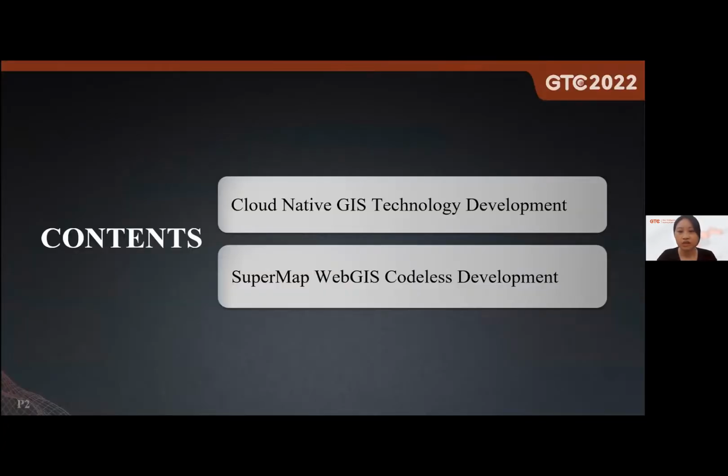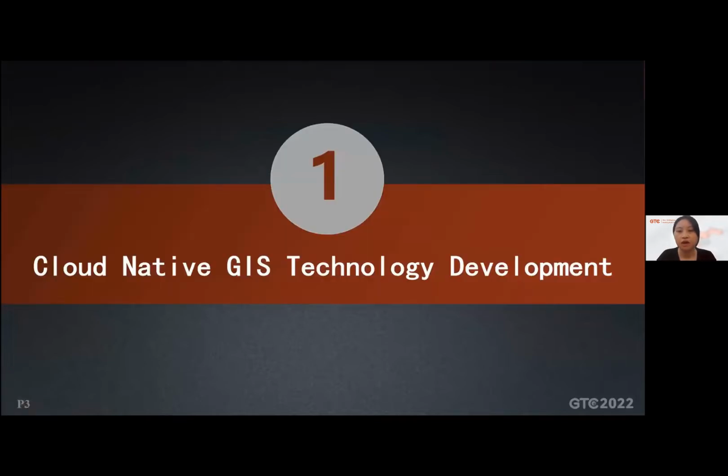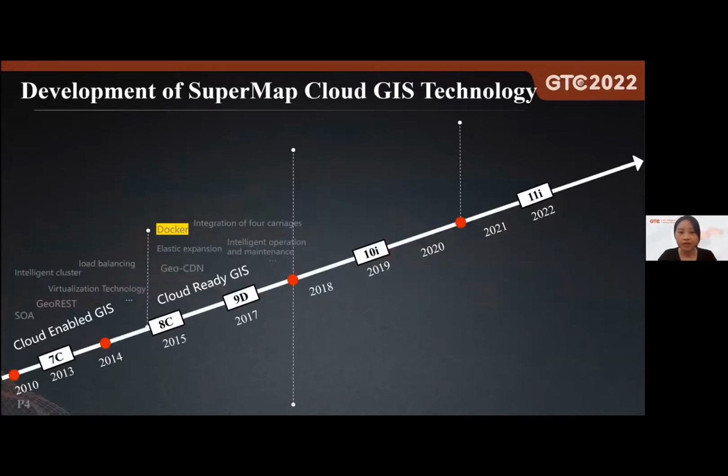We will discuss these two contents, cloud native GIS technology and SuperMap WebGIS coordinates development. Let's move to the first part, cloud native GIS technology development. We put the timeline back to 10 years ago.